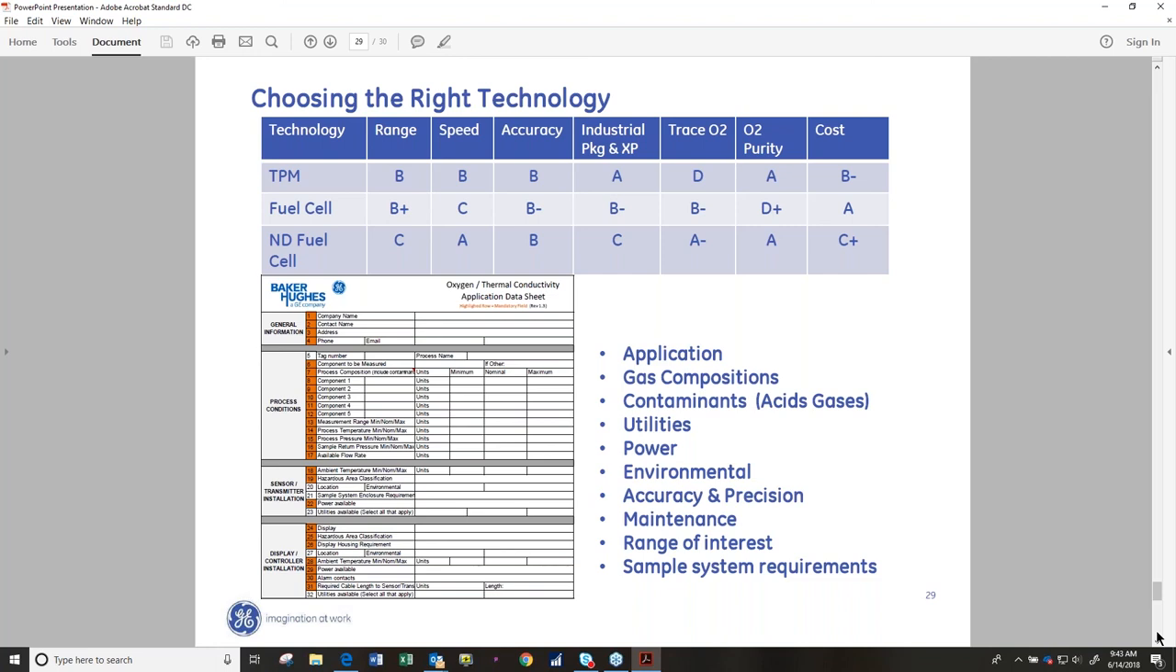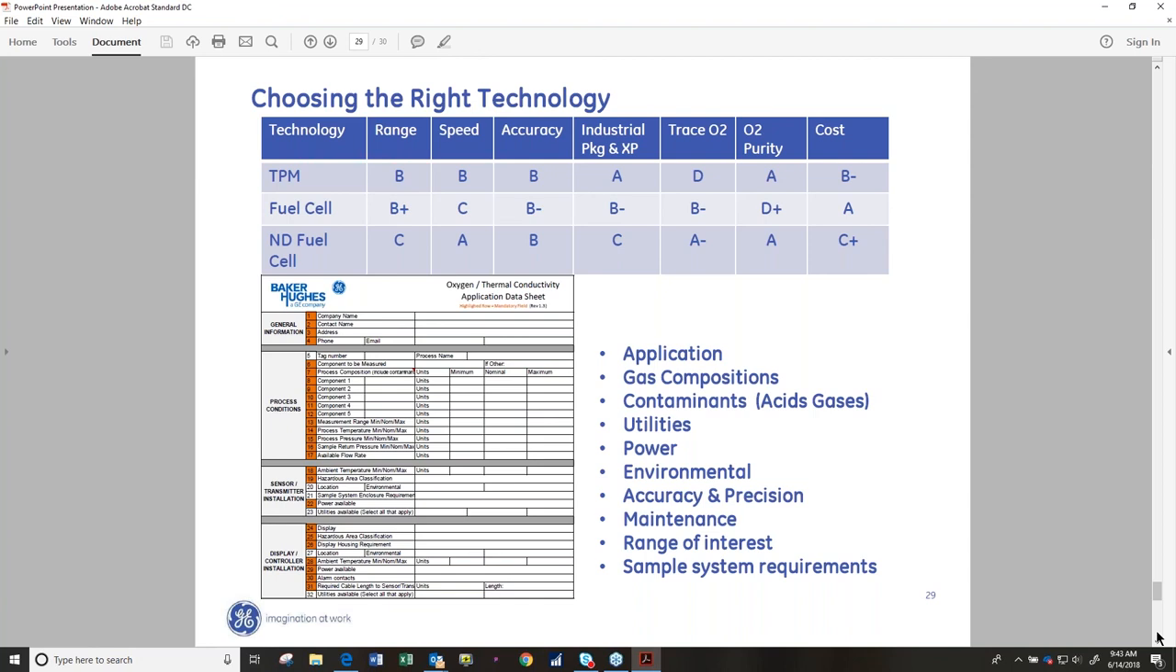We want to capture a little bit about what the application is, the gas composition, whether there are contaminants, what utilities do you have available? Do you have AC power? Do you have chilled water available? What environment will be using? If it's next to a furnace, that might be very hot. If it's outdoors, we may have to put a heater in the cabinet to keep the temperature up in the wintertime. What sort of maintenance do you have available or would be involved? What particular range are you measuring? Is it down in the part per million level? Or is it in single digit percent? Or is it in purity kind of percent, close to 100%?